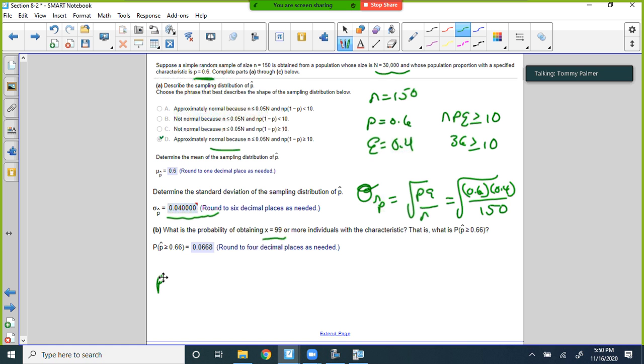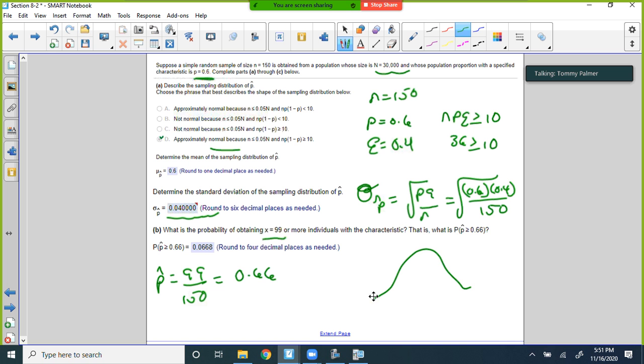I've got to find my P hat, right? My P hat is 99 out of what? 150. They didn't give me a percent, did they? All right, they didn't give me a percent. They gave me an X value. So that is what? 0.66, right? It's got to be greater, 99 or more.